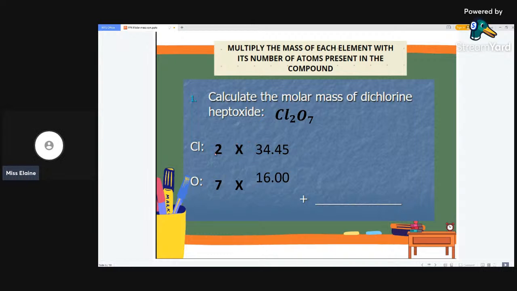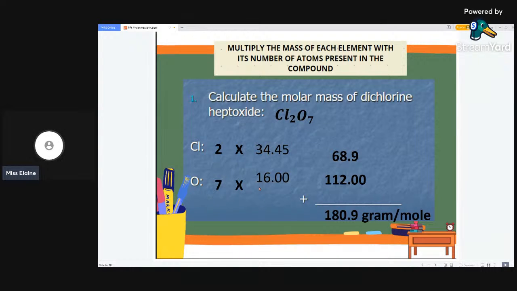All you have to do is multiply 2 times 35.45 and then 7 times 16. 2 times 34.45 is 68.9. 7 times 16 is equal to 112, and all you need to do is add: 68.9 plus 112 is equal to 180.9 grams per mole. So don't forget to put the unit when it comes to molar mass. It's that simple, actually.